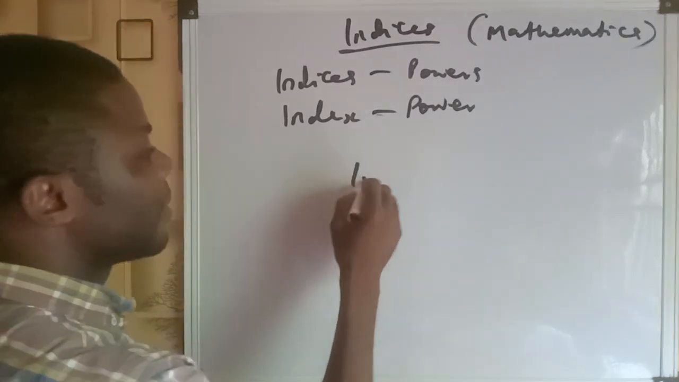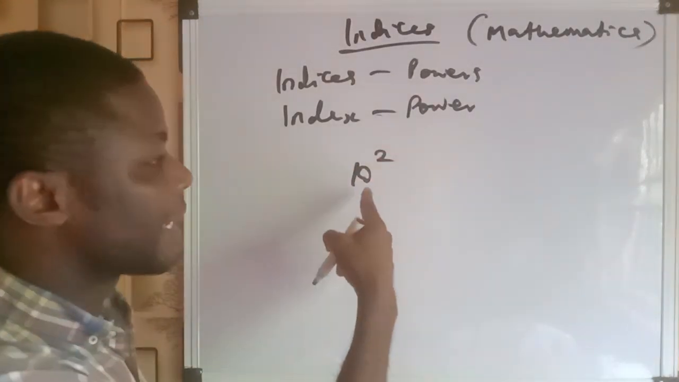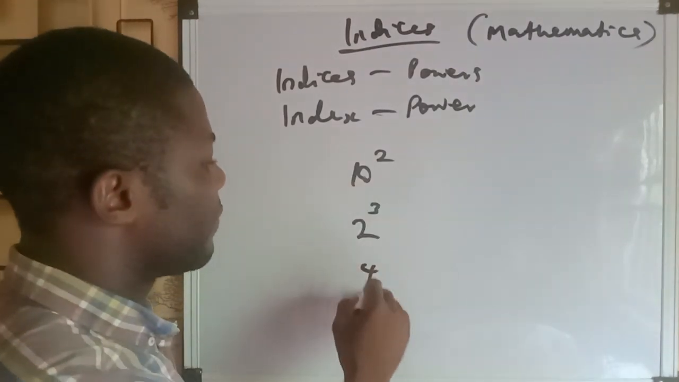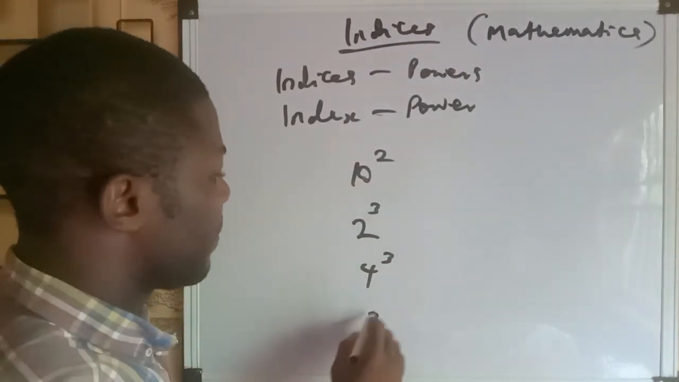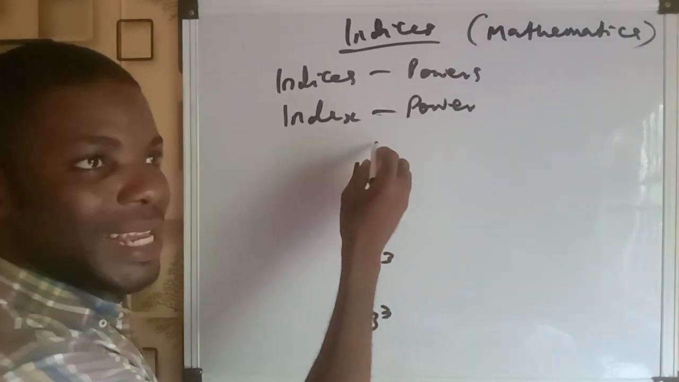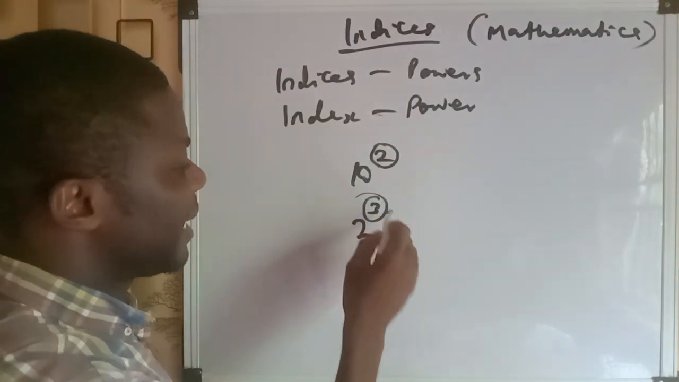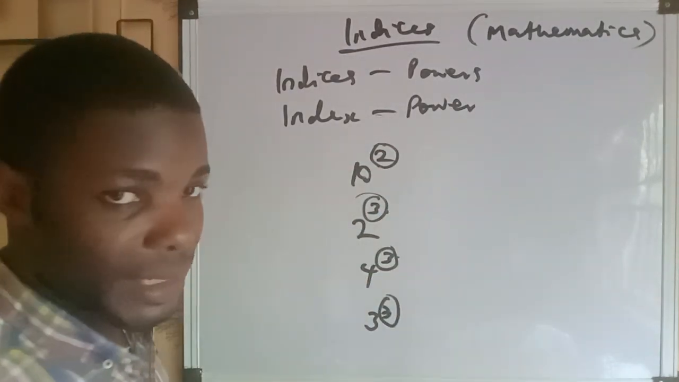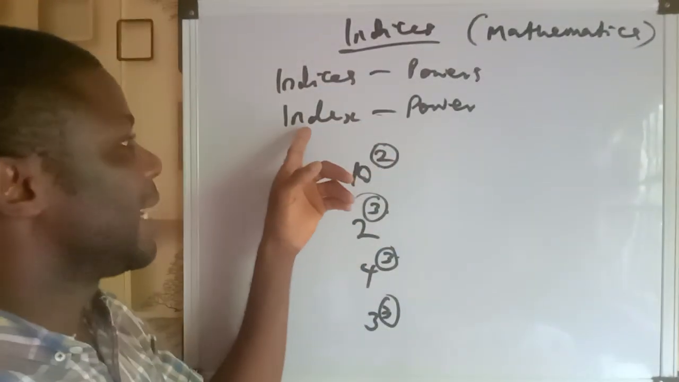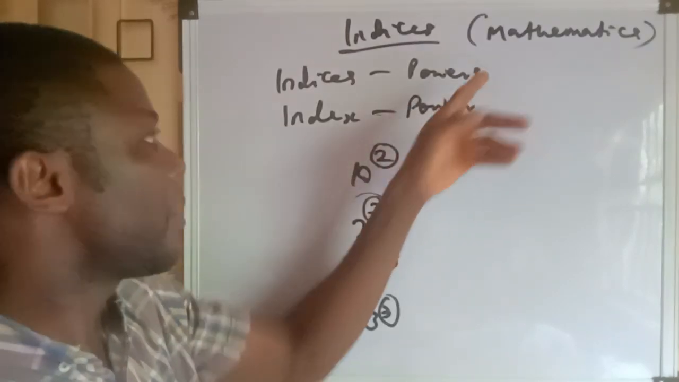Let's say we have a number like 10 power 2, 10 raised to power 2. This is something you have seen a lot of times, or you have 2 power 3, or 4 power 3, or 3 power 3. All the values placed at the top are index, or powers. Index is the singular of indices. Index singular, indices plural, power singular, powers plural.